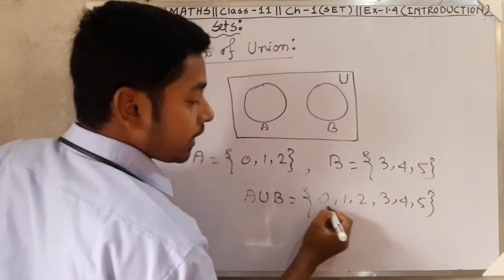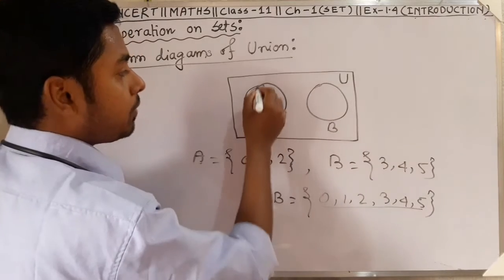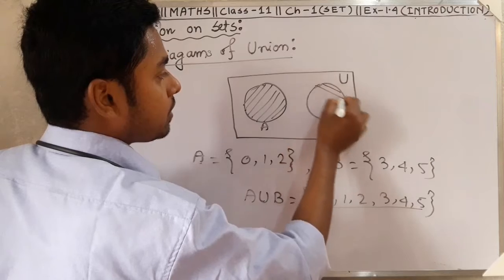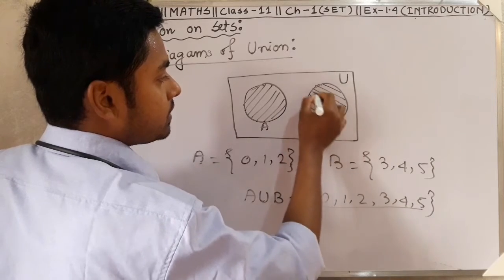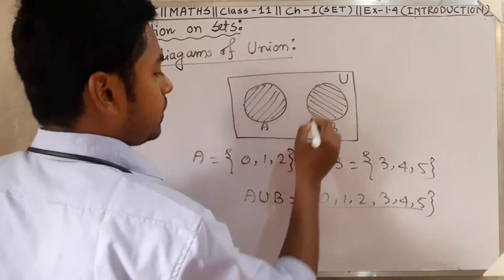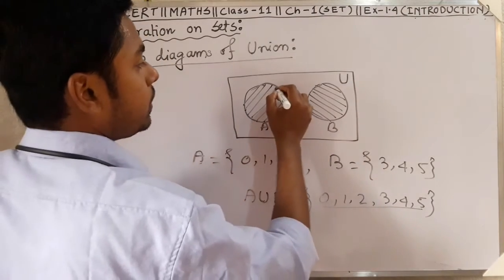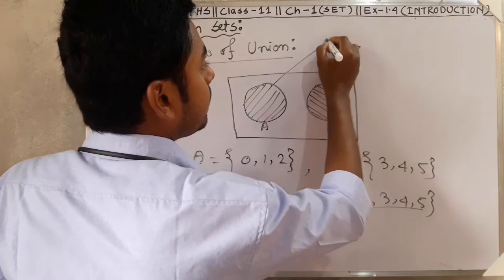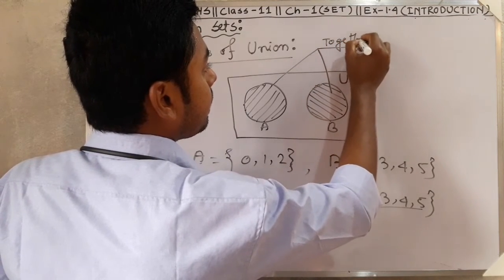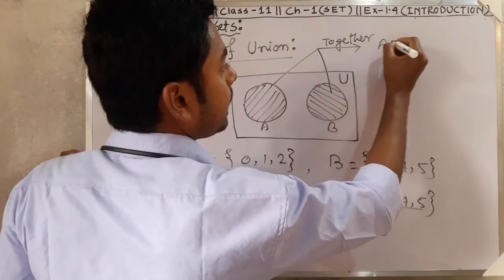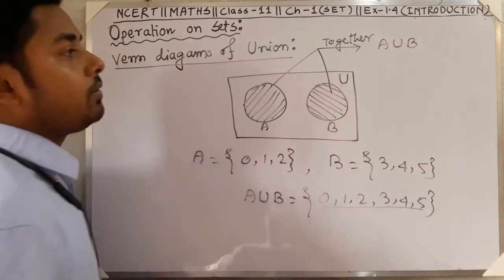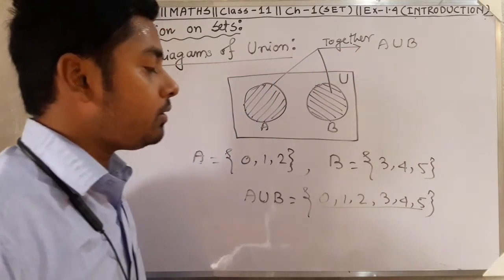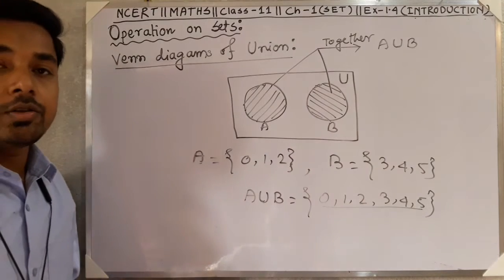Okay, now how to represent through Venn diagrams? So that means what? What we have taken? All the elements of A and all the elements of B. So all the elements of A means this one, and all the elements of B means this, and together I'm writing here, together it is called what? A union B. Okay, so pause the video to note it down.